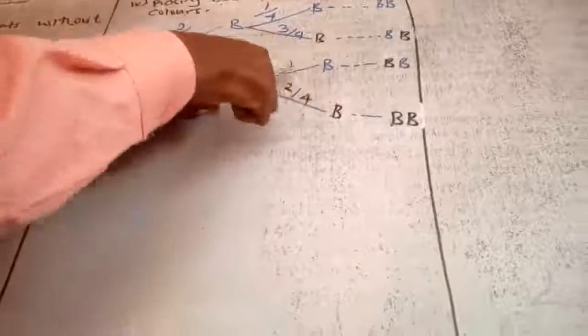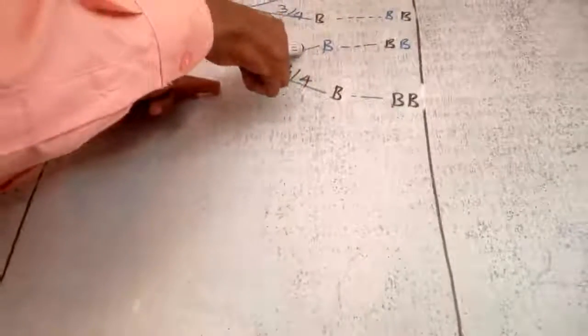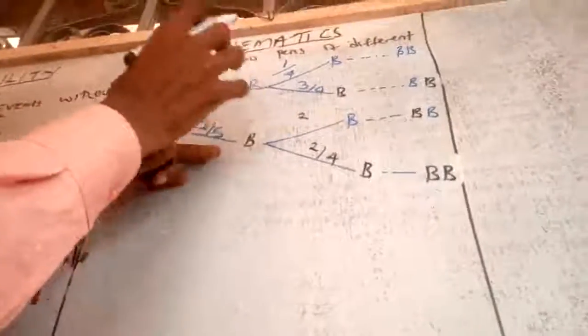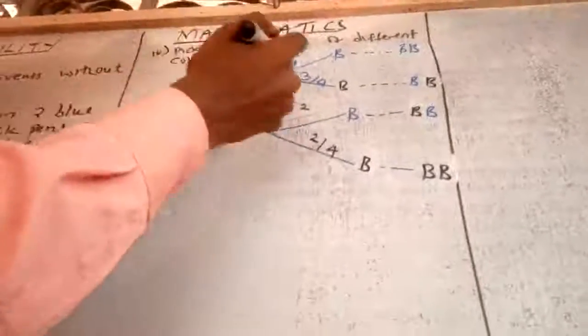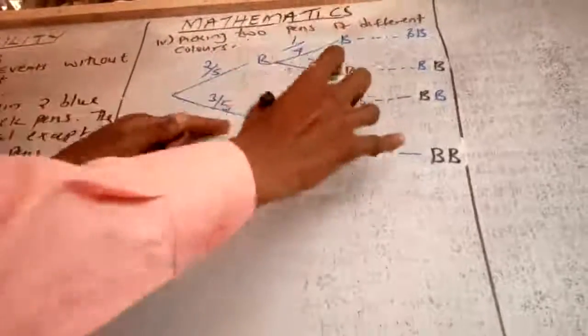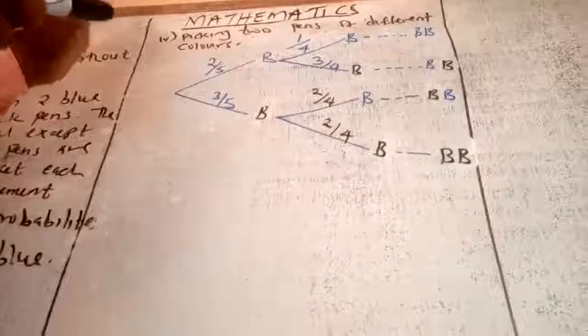What about the number of blue? The number of blue remains the same. That is 2. I assume that during the first picking I had not picked a blue. I picked a black, out of 4. So that is how you are supposed to answer that tree diagram.